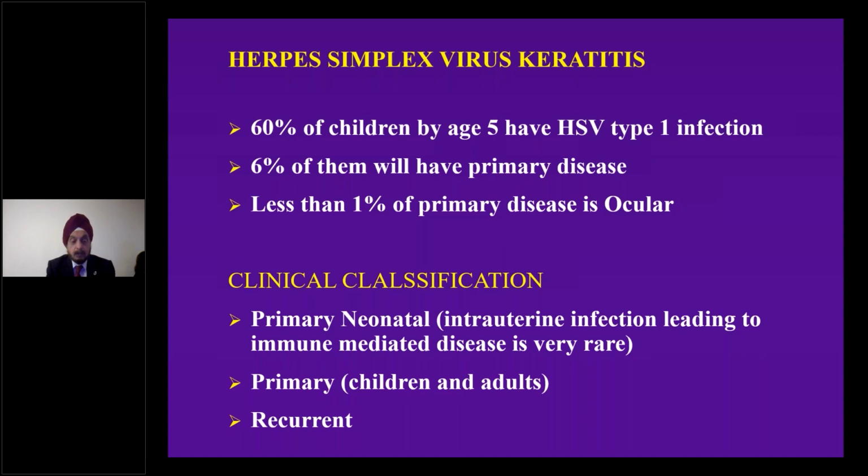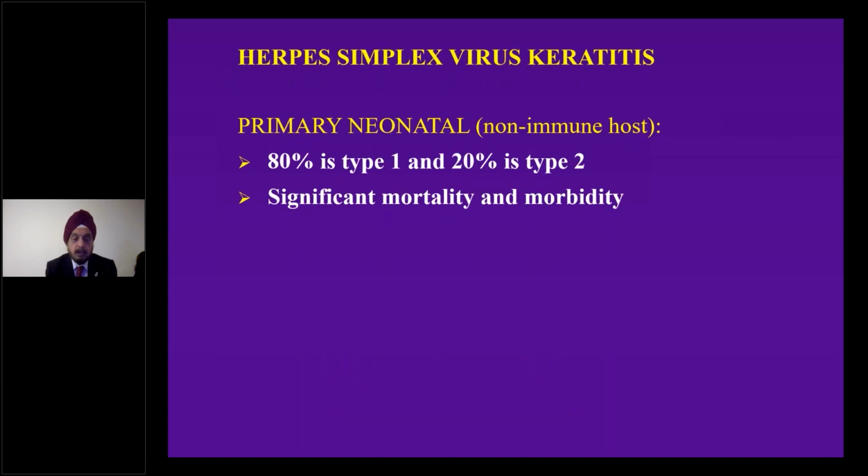We talk about primary neonatal infection. So the child gets infection in the uterus and then develops an immune response to the virus in the uterus. So this is extremely rare. Then you have primary infection, which is in children and adults. They're usually naive, which is non-sensitized individuals. And then you get recurrent infection, which is in people who are sensitized. So if you look at primary neonatal, obviously the baby in the womb is going to be non-immune, not exposed to the virus, but they get it.